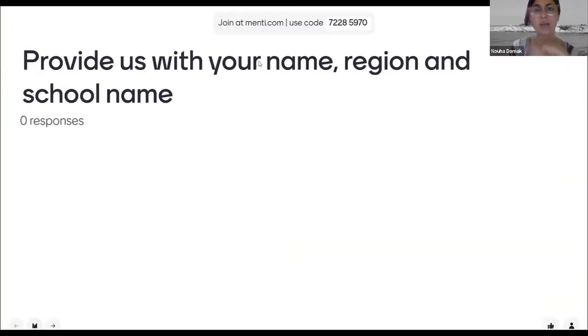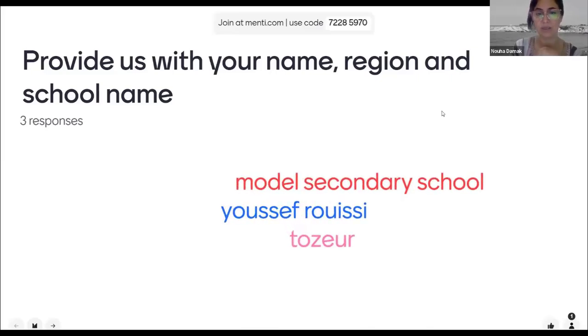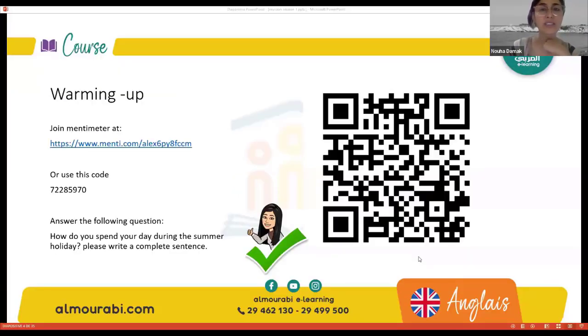Hello? Are you in? One participant. Yusuf, Model Secondary School. Nice to meet you. Okay, waiting for the other participants to join. QR code reader. Can you see it? I have 2 participants so far. Yes, sir.